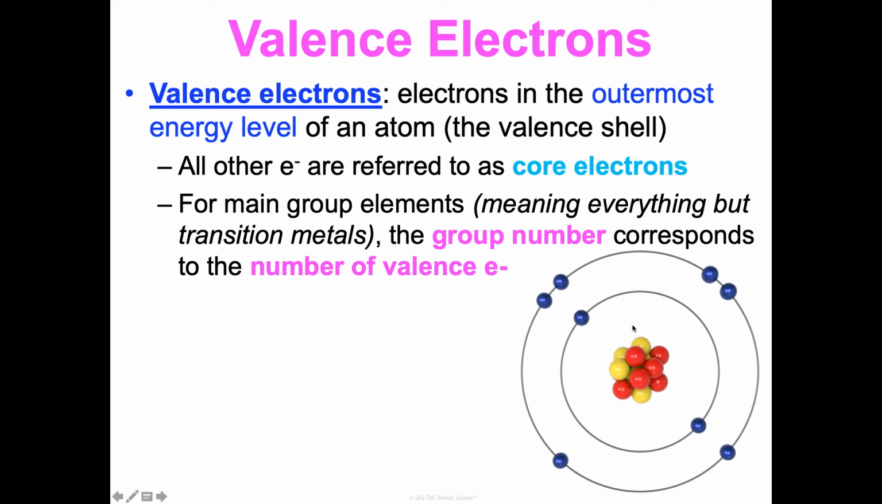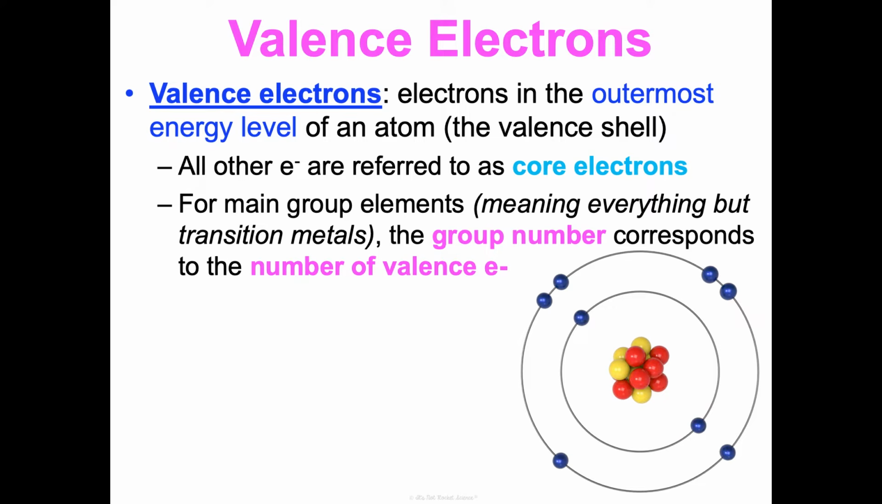Now, for main group elements, so I'm talking about everything but those transition metals because those get a little tricky. They transition, which we'll talk about later in this unit. But if you remember from our last unit, the group number of our main group elements corresponds to the number of valence electrons. So if you're in group 2, you have 2 valence electrons. If you're in group 1, you have 1 valence electron. If you're in group 13, you have 3. 14, you have 4. 15, you have 5. 16, you have 6. 17, you have 7.